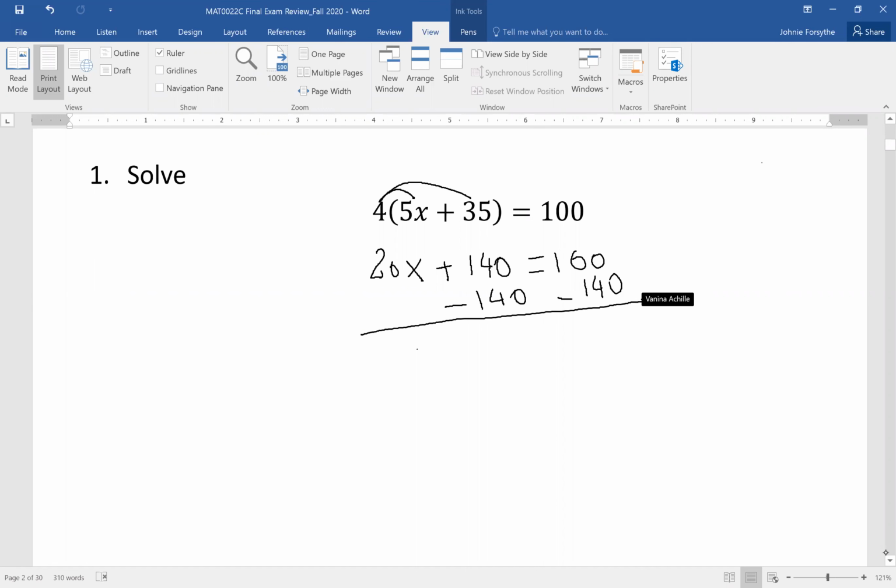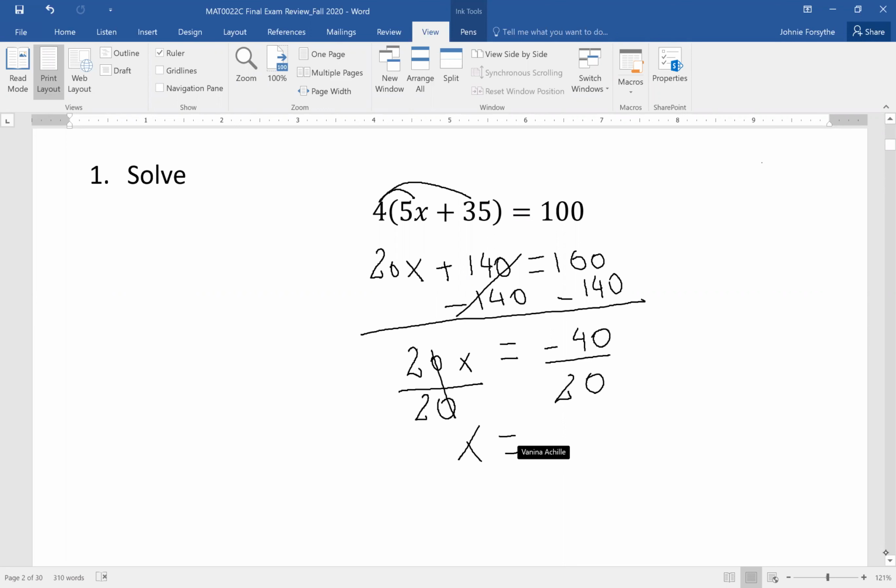This one here will cancel, bring down the 20x. 100 minus 140, that's negative 40. The 20 is being multiplied by the x, so to eliminate it, we're going to divide both sides by 20. This 20 here cancels, so x equals negative 2.